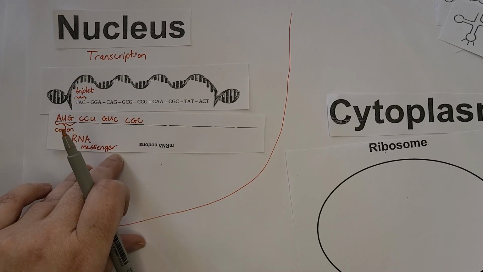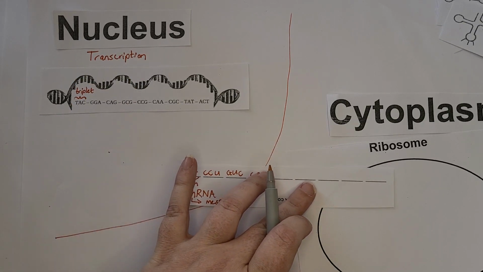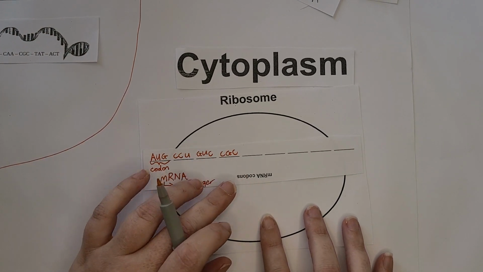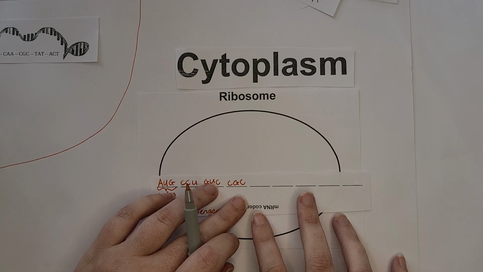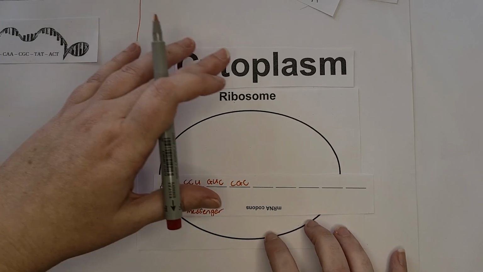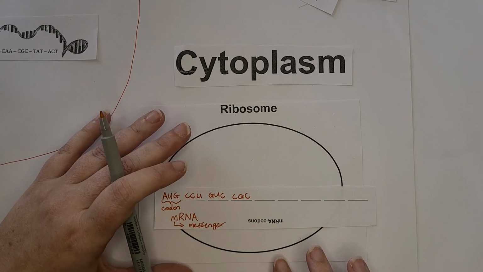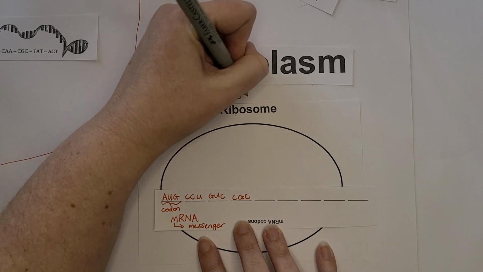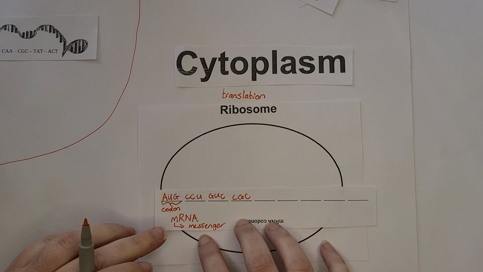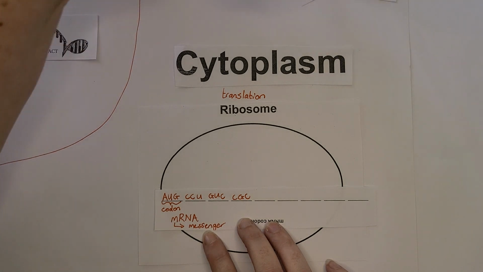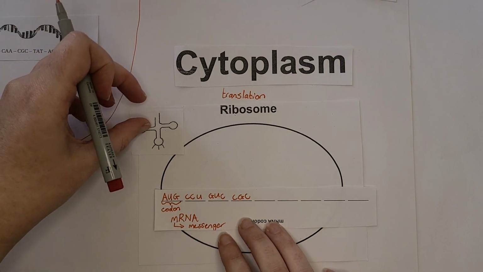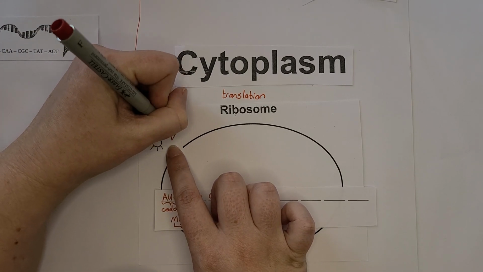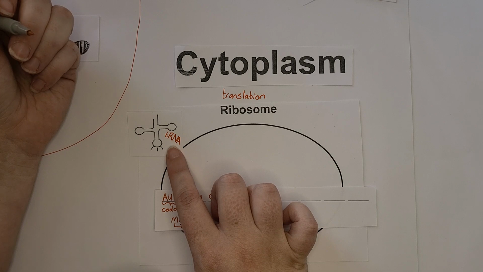So once it's been made in transcription, then that's going to move out of the nucleus and into the cytoplasm. It is going to go straight into a ribosome. In the cytoplasm, in our ribosome, it's going to surround the mRNA, and this is going to be translation. Now, for translation, you have little free molecules that look like this, in the shape of a T, and these are called tRNA. The T stands for transfer.